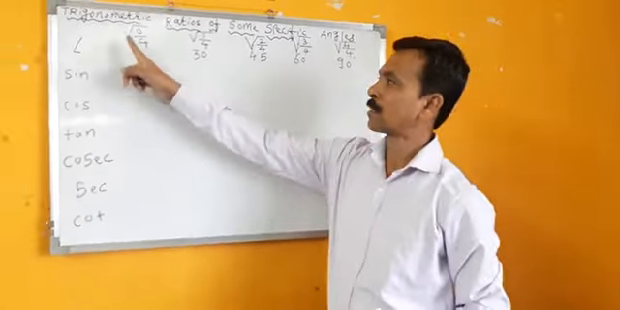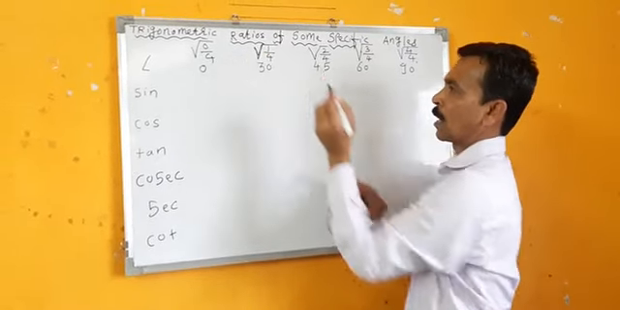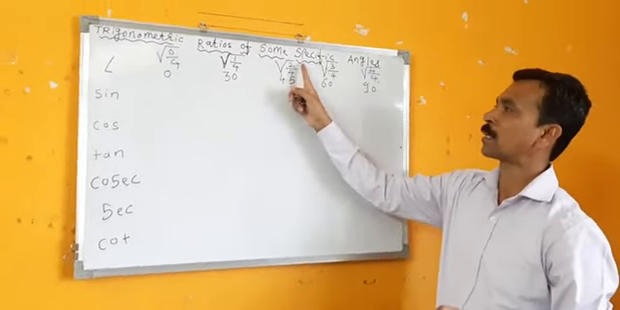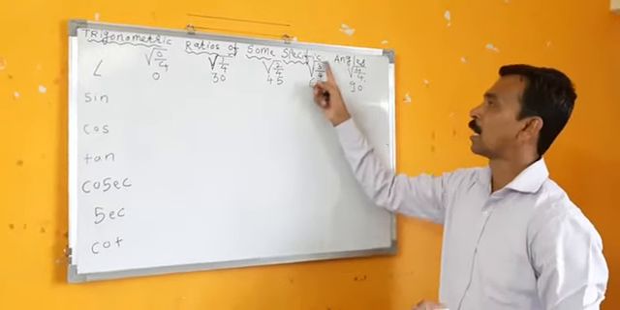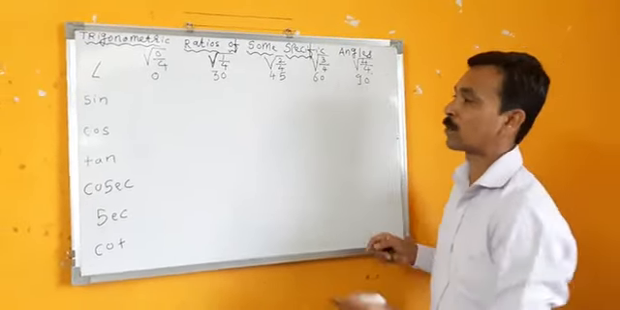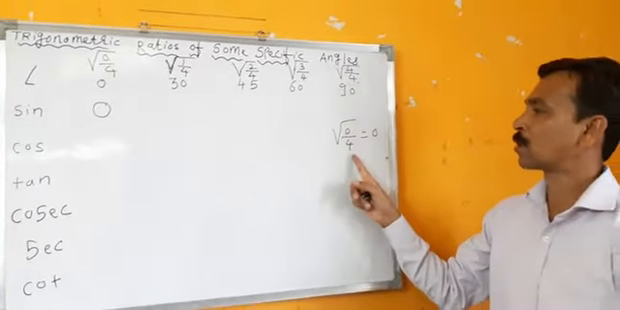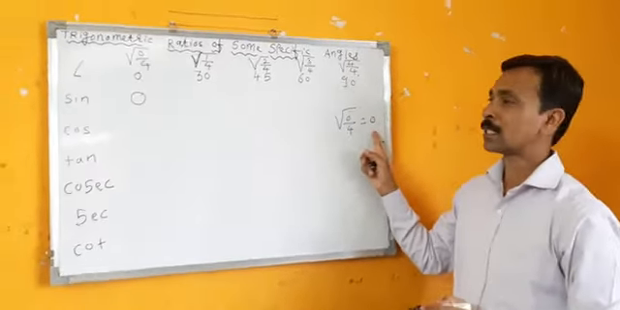Above 0, under root 0 by 4. Above 30, under root 1 by 4. Above 45, under root 2 by 4. Above 60, under root 3 by 4. Above 90, under root 4 by 4. We'll find sine 0. What is under root 0 by 4? 0. So what will be the value of sine 0? 0, because under root 0 by 4 is 0. So sine 0 is 0.